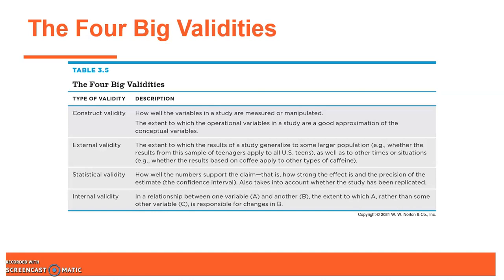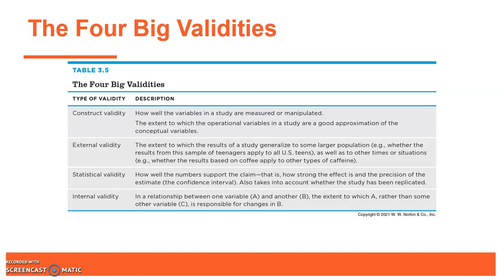Statistical validity, this is how strong the effect is. We're getting into things like confidence intervals and p-values, correlation coefficients, and also the replicability of the study. So that deals with things like meta-analyses. Is this an effect that keeps popping up over and over again? And if that's the case, then that would add strength to the claim. So this deals with your statistics.